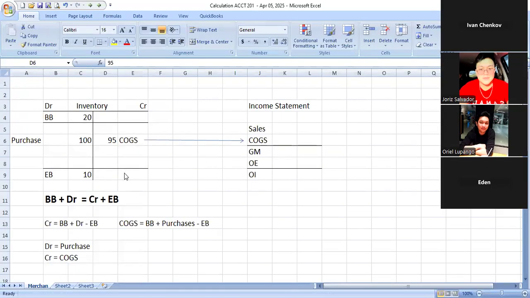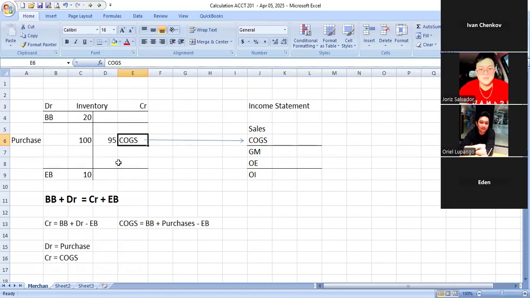Okay, let's continue with our calculation from the previous week. So again, beginning balance plus whatever comes into the account minus the ending balance is going to give you what went out from the account. In the merchandising company, we're chasing cost of goods sold. Cost of goods sold comes out of the inventory account. Whatever we purchase plus what we have in the beginning, that's how much we have available to sell. Minus the ending balance, or minus what's left, we're going to see how much is the cost of the goods that we sold.